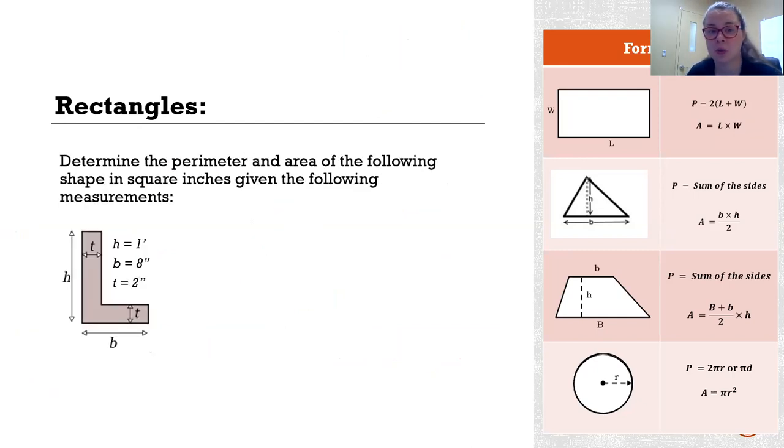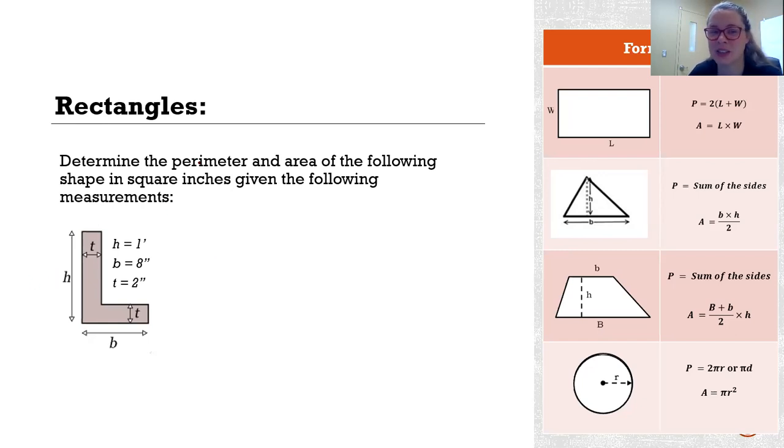For this next one, we want to determine the perimeter and the area of the following shapes. So this is just a schematic for an angle iron. I want to know the perimeter around the outside and the area that's shaded. So we have several measurements that are given to us. We know the height is 1 foot. B, the base, is 8 inches. And we have a 2-inch thickness. I said angle iron. Pretty heavy stuff if that's the case.